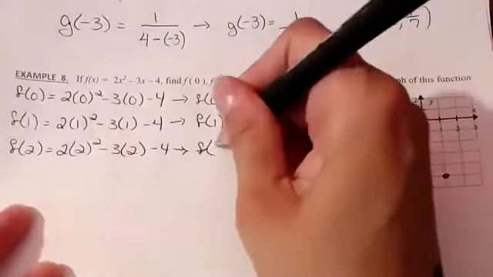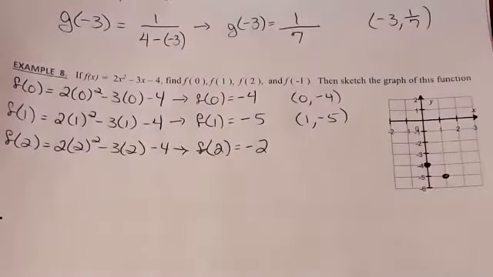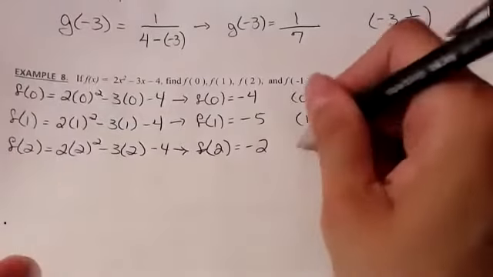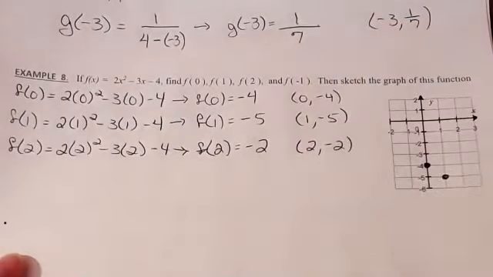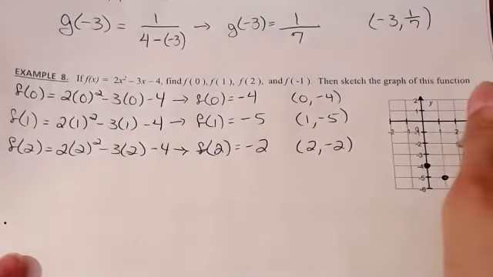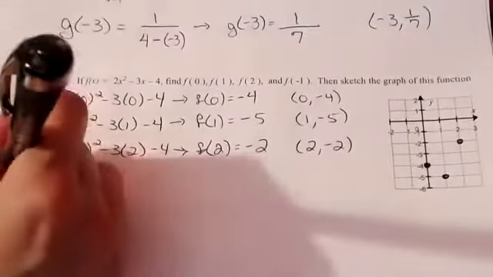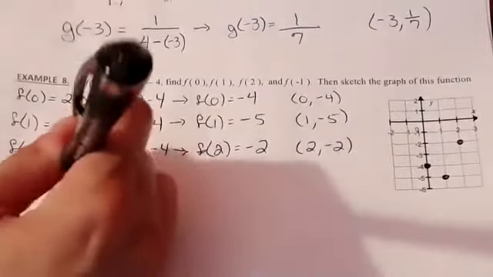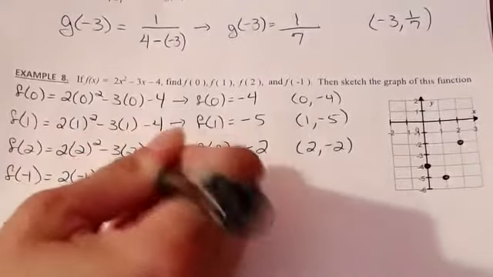When I punch this in, f of 2, I got that f of 2 is equal to -2. So we have 4 times 2, which is 8, minus 6 minus 4. Yes, that gives us -2. Sometimes I like double checking. So we have the point (2, -2) right here. And let's do one more, f of -1. Go ahead and plug -1 in our equation.